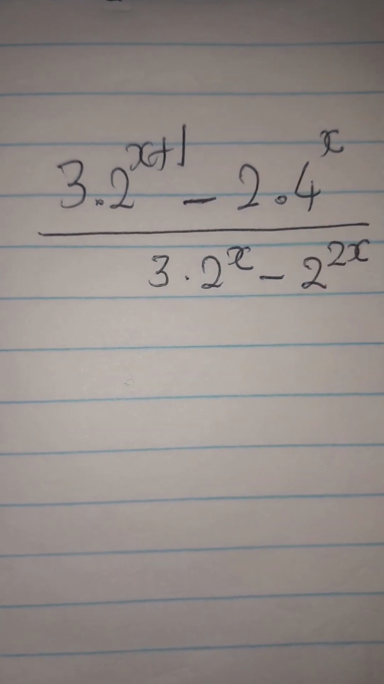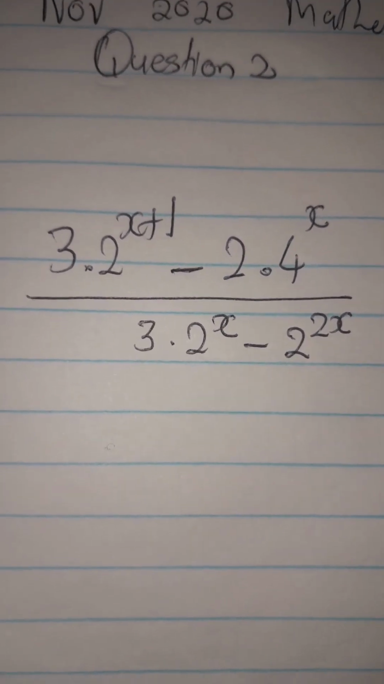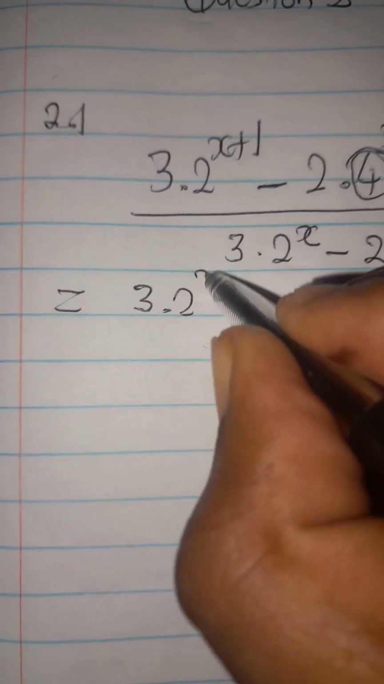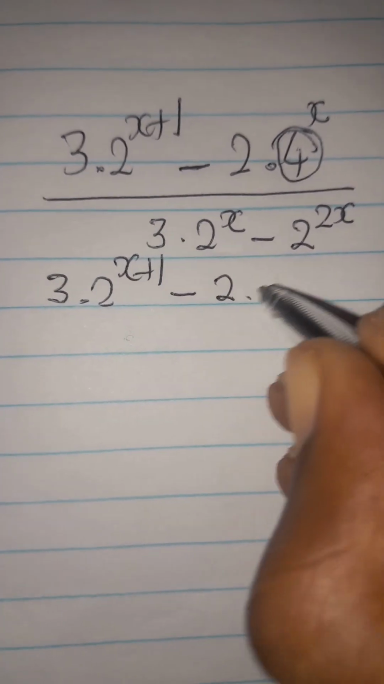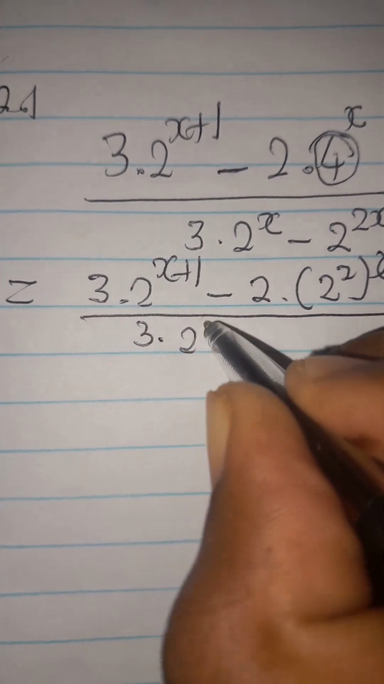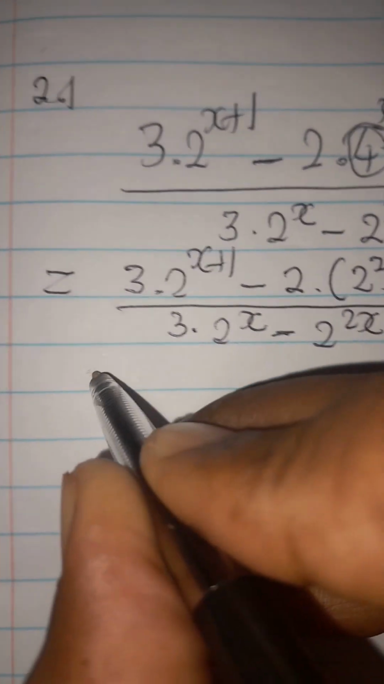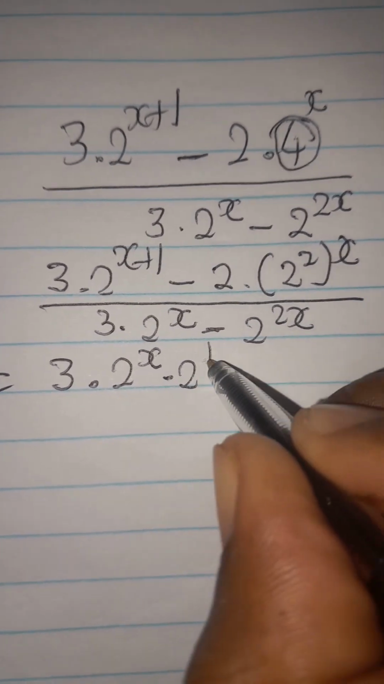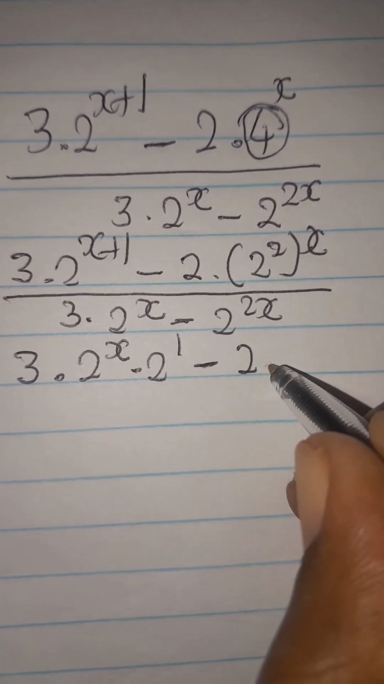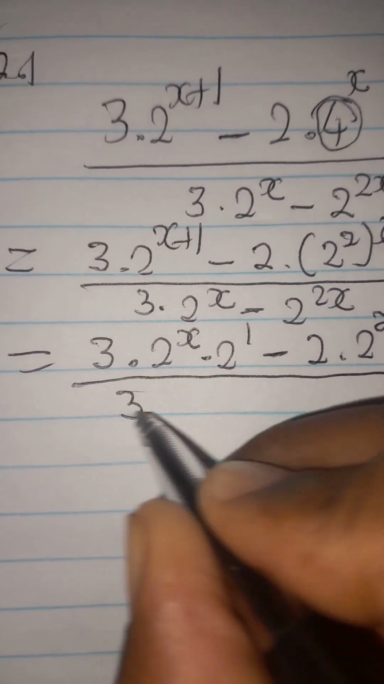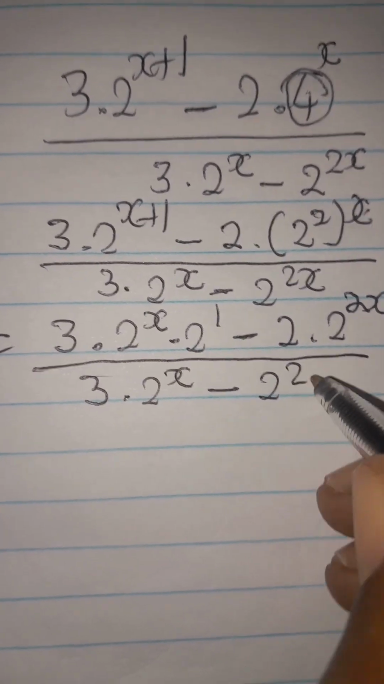First thing first, we need to write our bases as prime bases or prime factors. So what we could do here is change 4, so that we have a similar base. So we have 3 times 2 to the power of x plus 1, multiplied by 2 to the power of 2x, divided by 3 multiplied by 2 to the power of x, and 2 to the power of 2x. Let's break 2 to the power of x plus 1 into 2 to the power of x and 2 to the power of 1. Here we have 2 times x, that will be 2 to the power of 2x. 3 times 2 to the power of x subtracted by 2 to the power of x.